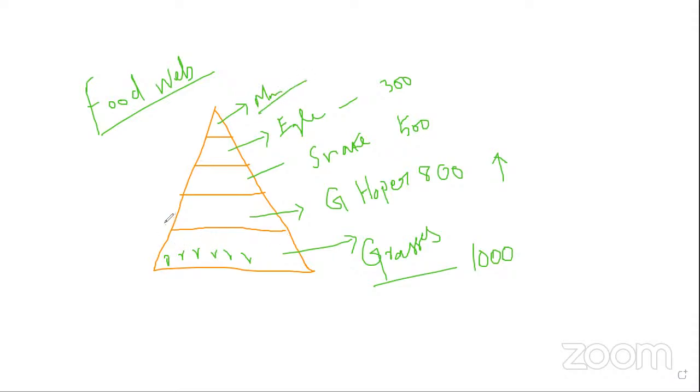So each one is considered a parameter. Grass is a parameter, grasshopper is a parameter. But here the number also goes from increase to decrease, that is a descending order. That's why it is graphically represented as a pyramid shape. Okay, this is a very, very important idea. Likewise, this is called ecological pyramids. Each one has a specific parameter. Don't forget.